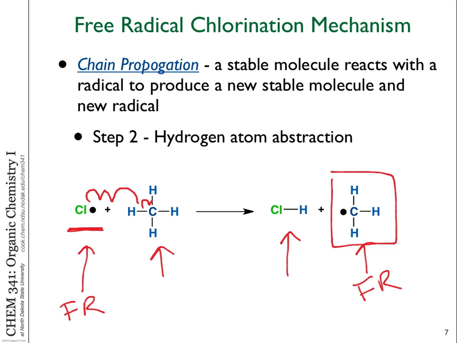So this is step 2, part of the chain propagation portion of this mechanism. Hydrogen atom is abstracted by the chlorine radical. Okay.